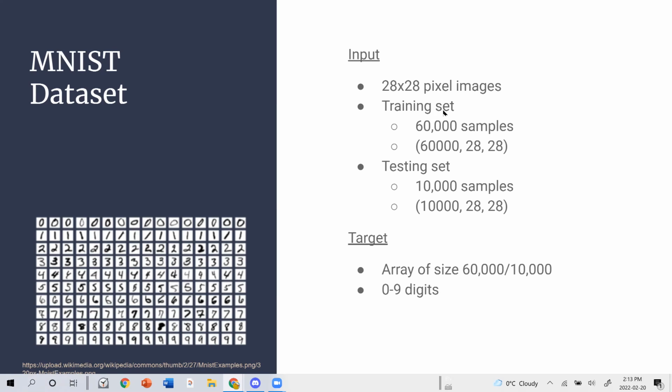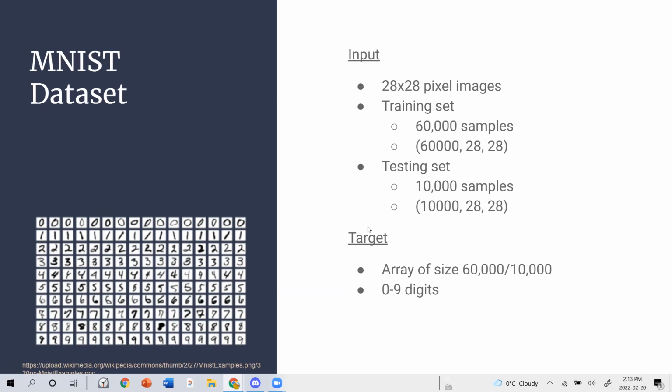Because of how this data is formed, you can deduce the dimensionality of it. For the training set, it would be 60,000 for the 60,000 pictures, and since each is 28 by 28 pixels, the other dimensions are 28 by 28. This is the structure of it, I would say. And accordingly, for testing, you also have this. So that's the input images.